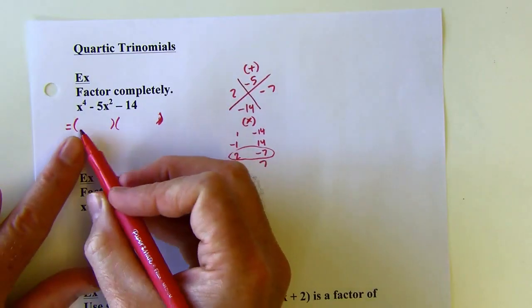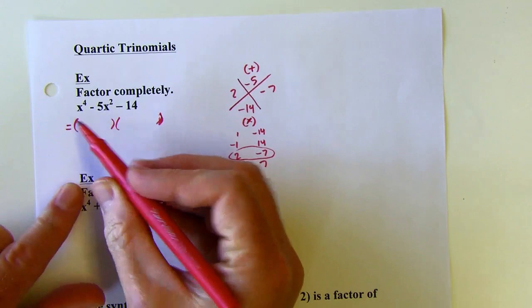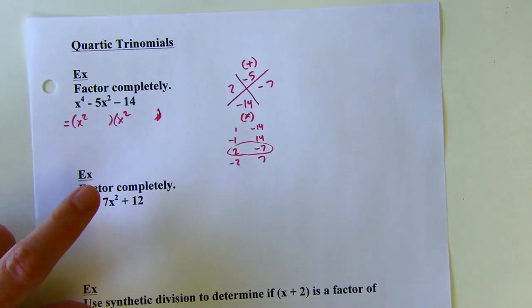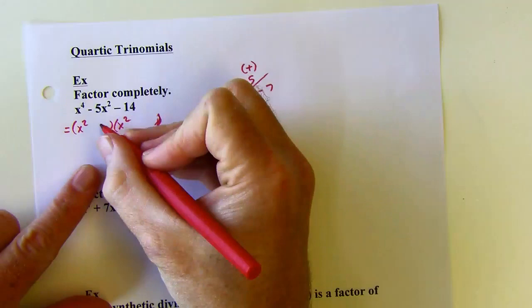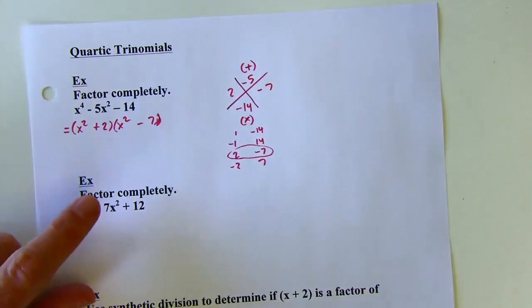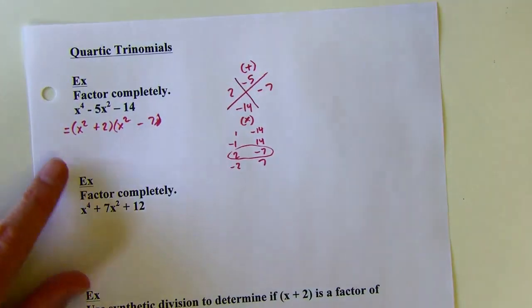What goes at the beginning usually would be x. I'd have x to the first, x to the first. But to get x to the fourth, I'm just going to have x squareds in both those positions instead. Okay? And then I still put the 2 at the back of one of them and the -7 at the back of the other one. Okay? And then this is factored. And I'd still want to check.